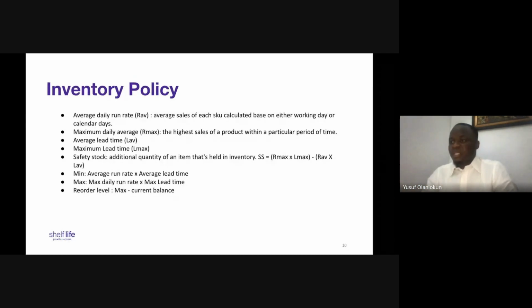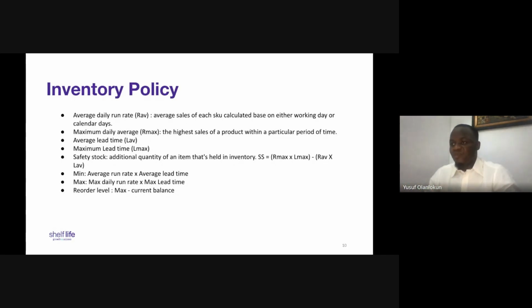The next one is the lead time. For that product, what is the average lead time from your supplier? Let's say over the 30 days, you had 2 days, sometimes 3 days, 4 days, and you take the average. But there will also be a time when you had the longest lead time from your supplier. That's also important. When we get to that Excel, I'll show you how all these are related.